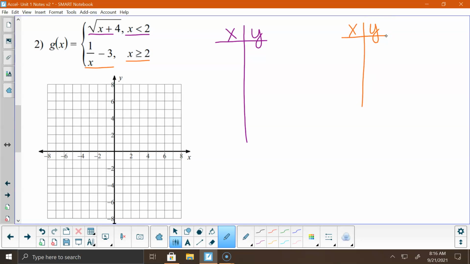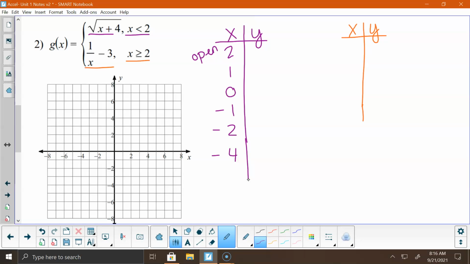Do you guys kind of want to try this one on your own? Yeah. Okay. Now, before we do this, where are you going to start your tables? 2. All right. And remember, this one's going to be open. And then it's every x that is less than 2. So 1, 0, negative 1. And I'm going to go all the way to negative 4.